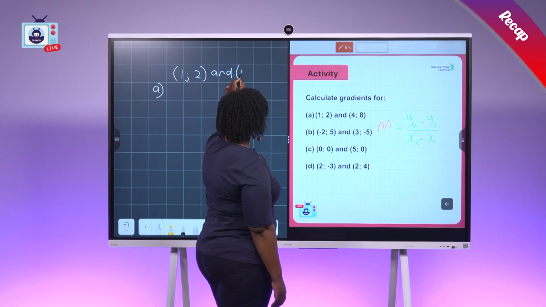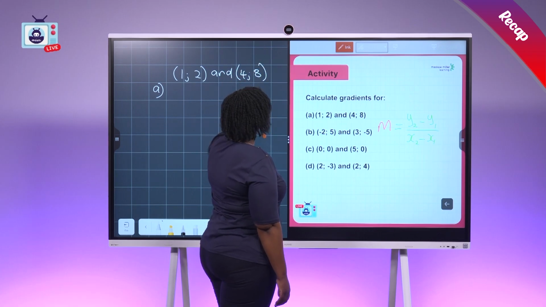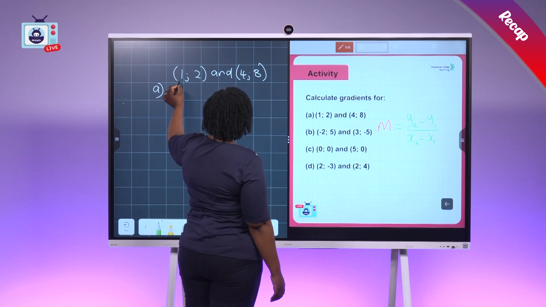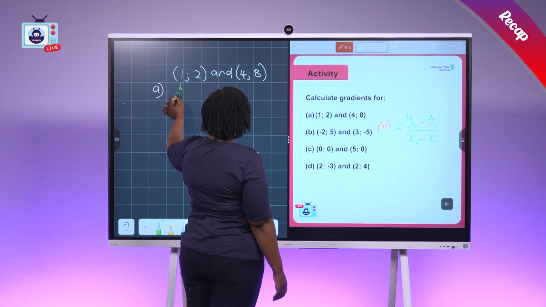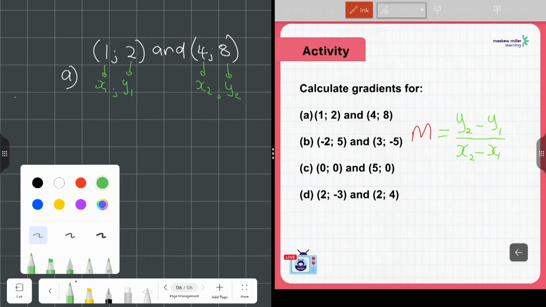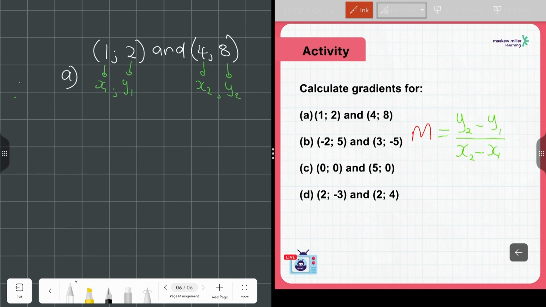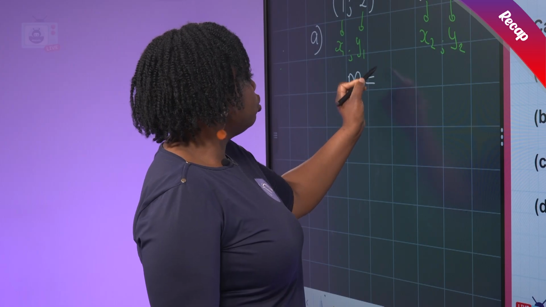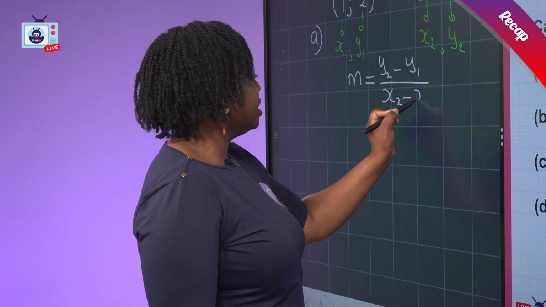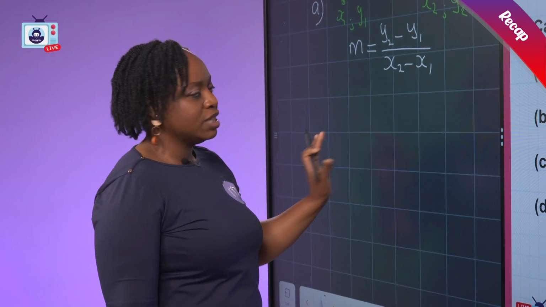It's very important that you label your coordinates according to how you want to use them in the equation. So here, I'll have my 1 as x1 and my 4 as x2. I also have my 2 as y1 and my 8 as y2. Remember, these are the coordinates that we are going to use. From there, I'm going to write my formula so I don't forget it. So m will be equal to y2 minus y1 divided by x2 minus x1. That's how we're going to start, right?